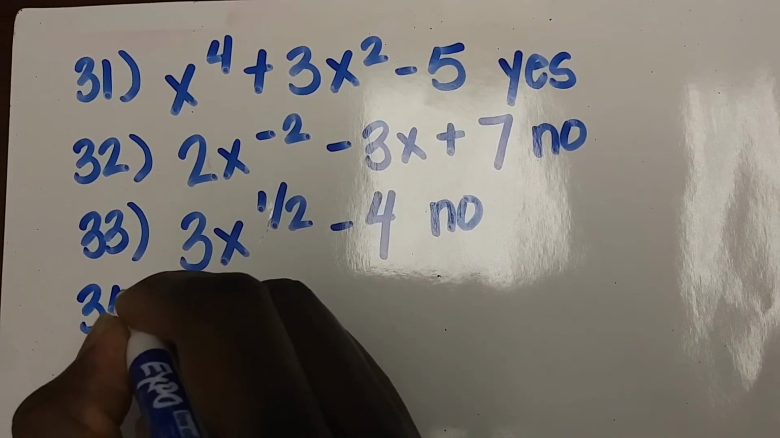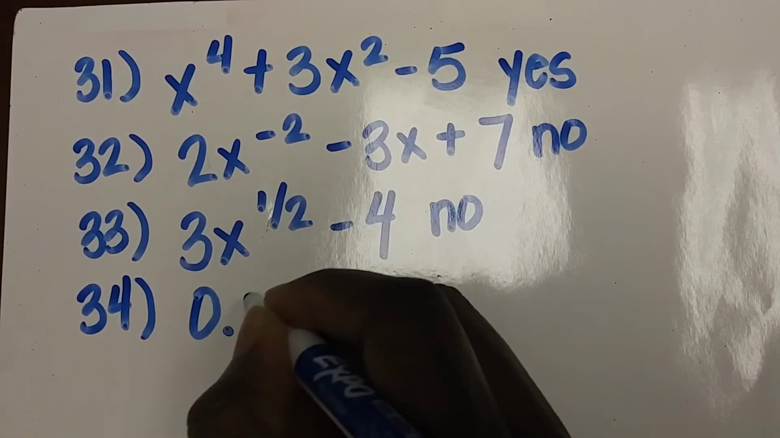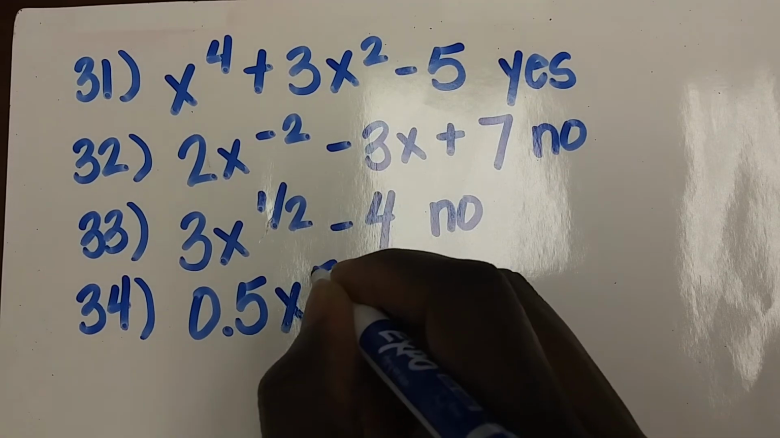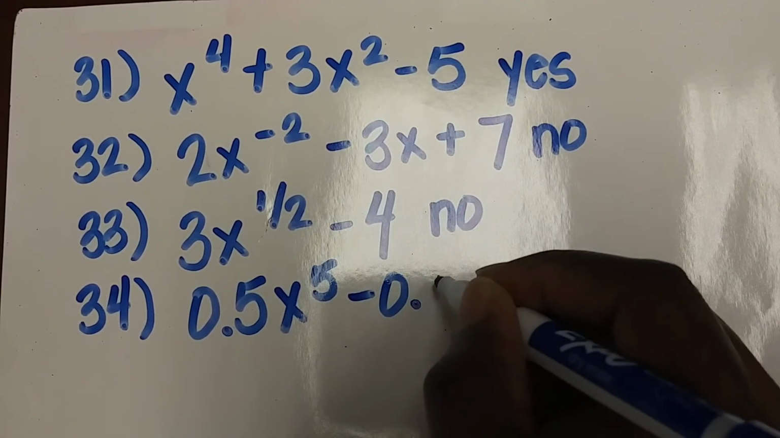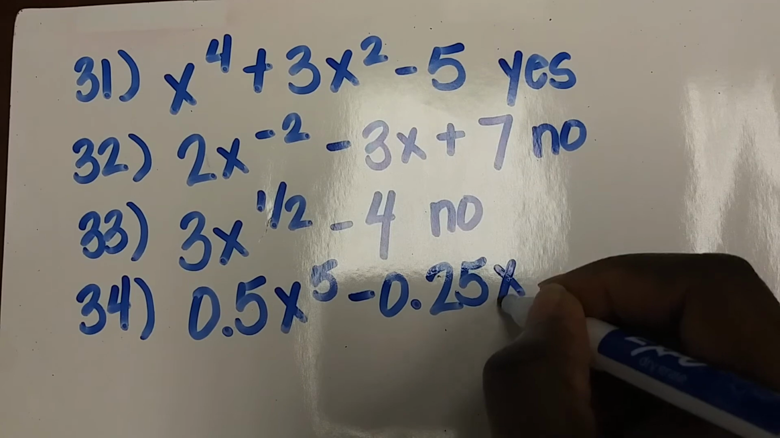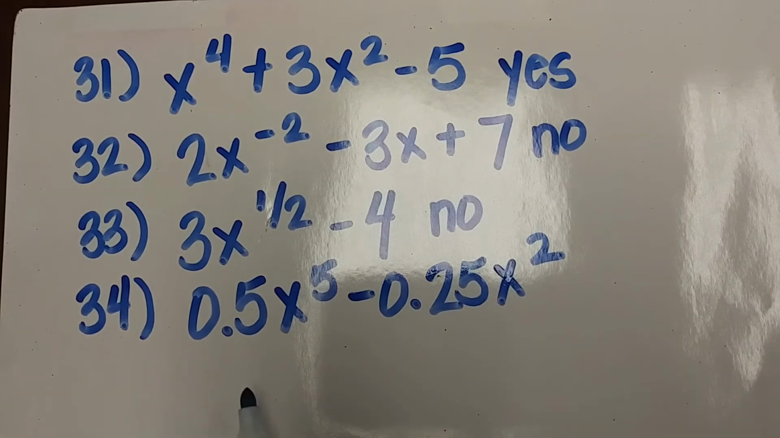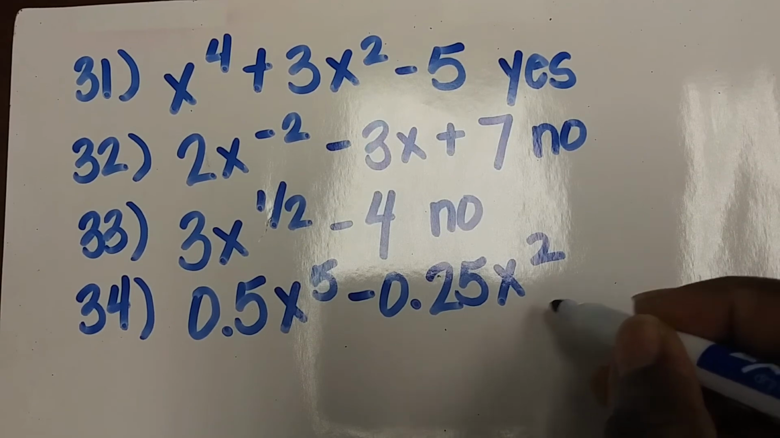Number 34, I have 0.5x to the fifth power minus 0.25x to the second power. Your numerical coefficients are 0.5 and 0.25. That does not matter. It doesn't matter if the coefficients are decimals. What matters is what's going on with the exponents. I have a positive whole number of 5 and 2. Because these are both positive whole number exponents, it is a polynomial. So this is a yes.